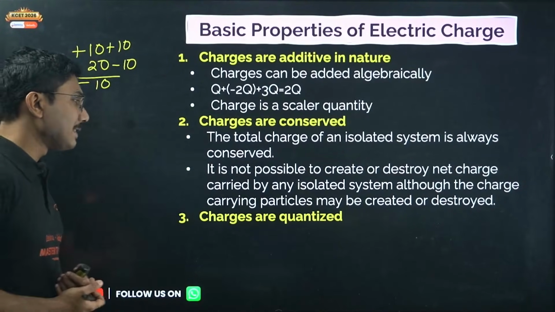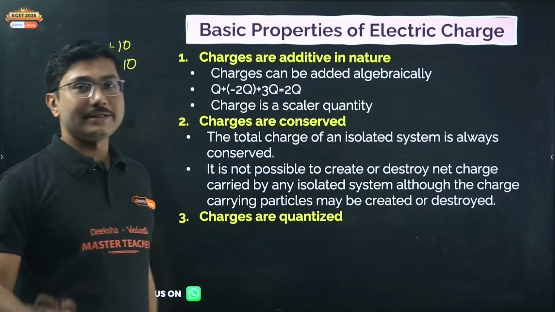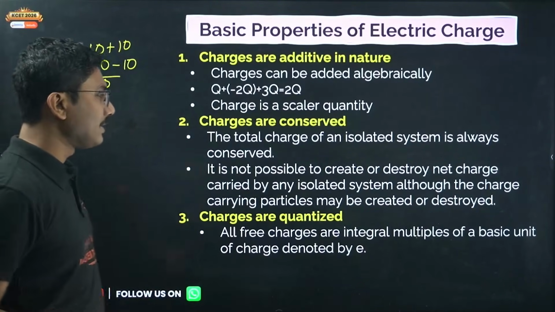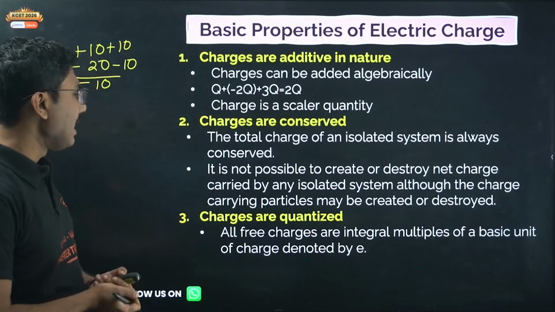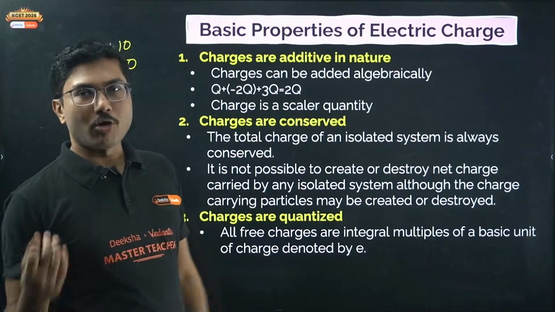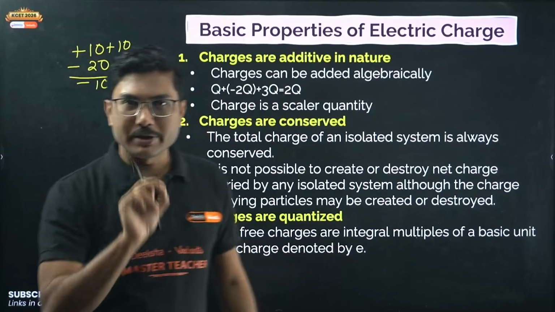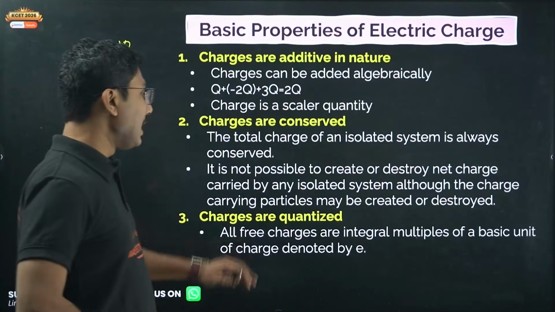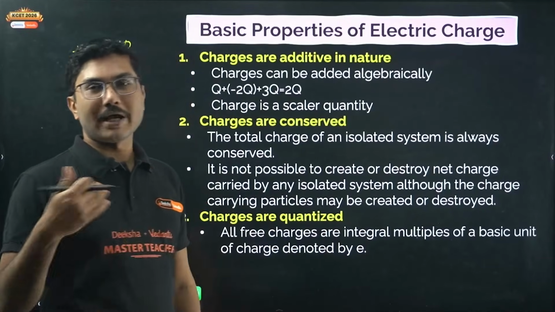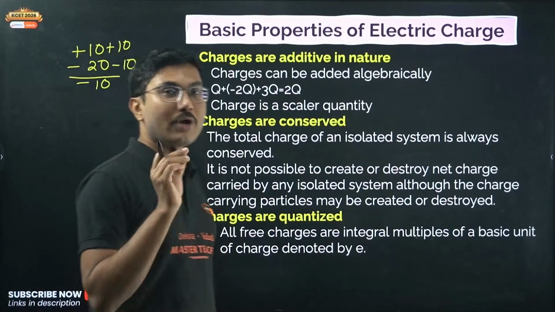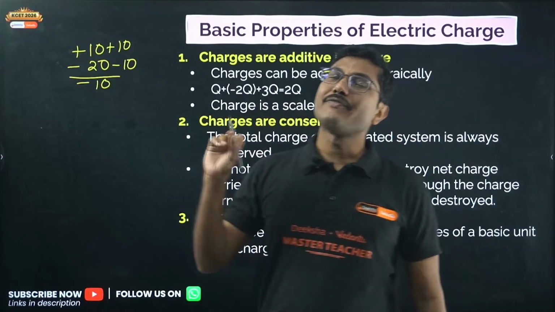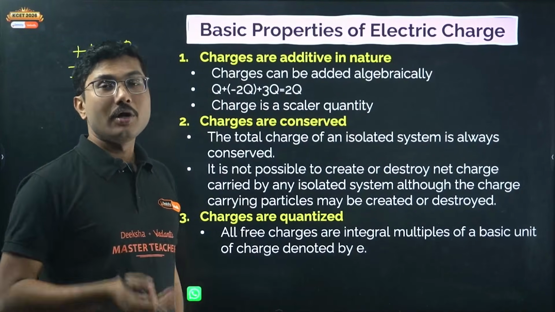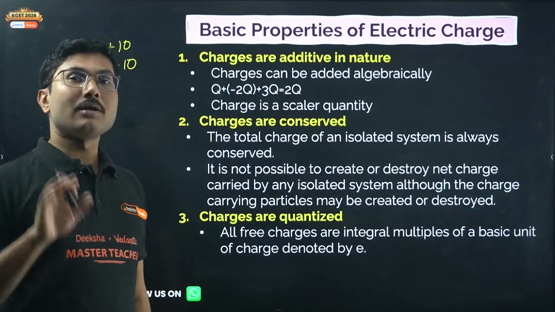Third, charges are quantized. Very important. Quantized means they have a fixed minimum possible value. All free charges are integer multiples of a basic value of charge denoted by small e. This is the smallest possible charge. Any charge in nature has to be an integer multiple: 2 times, 3 times, 5 times, 10 times. It is not possible to have a charge which is, say, 10.5 times. Only integer multiples are allowed, decimal multiples are not allowed.